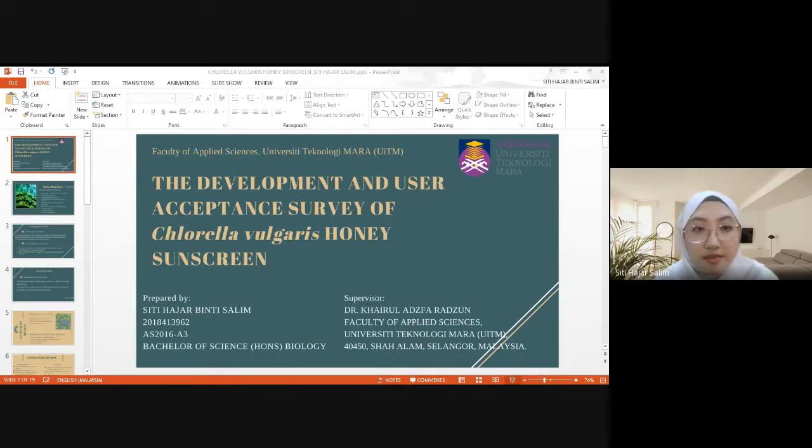The first objective of this study is to optimize the Chlorella vulgaris powder, sunscreen and honey ratio via the Box-Behnken design. Next, to conduct the user acceptance survey of the Chlorella honey sunscreen, comprising appearance, odor and texture, on 20 participants.